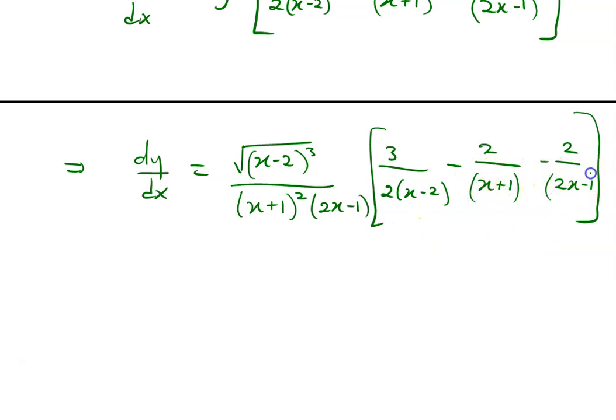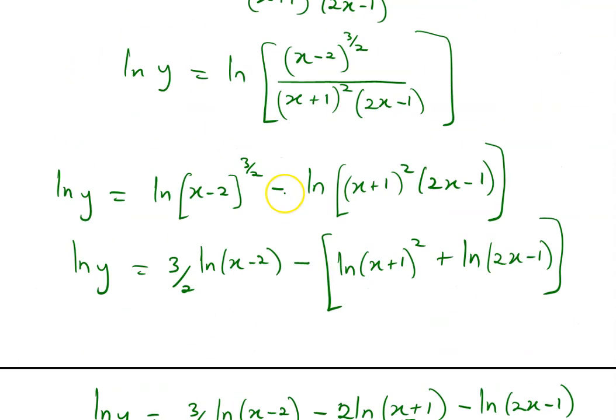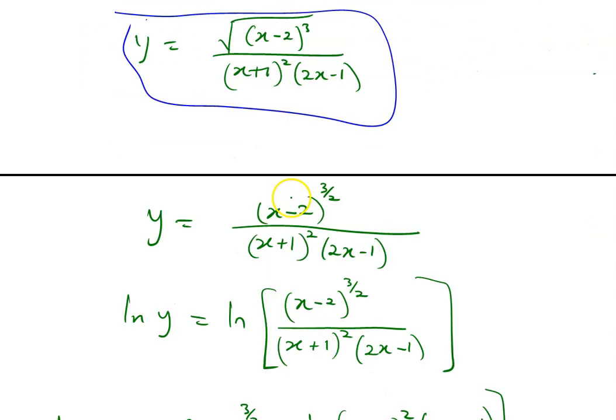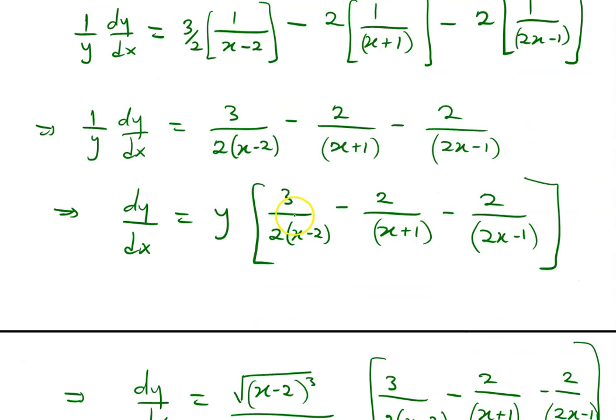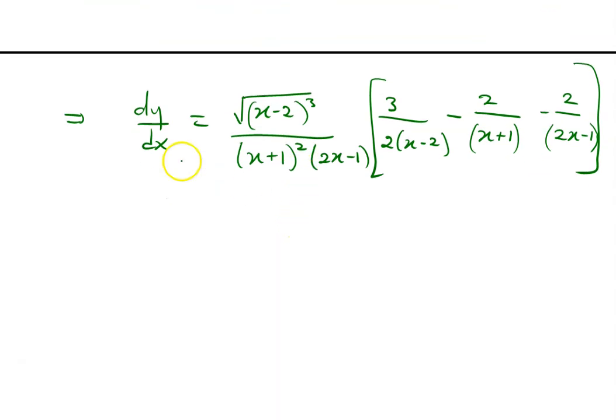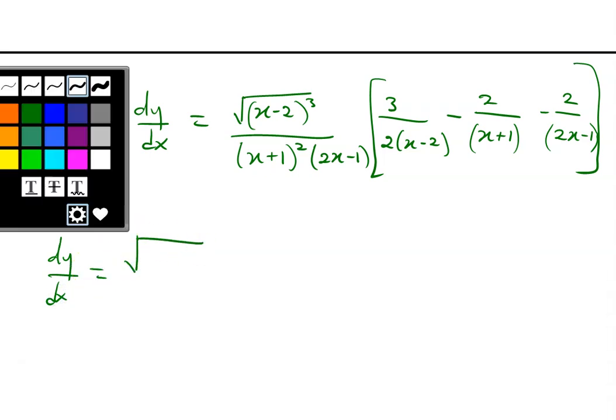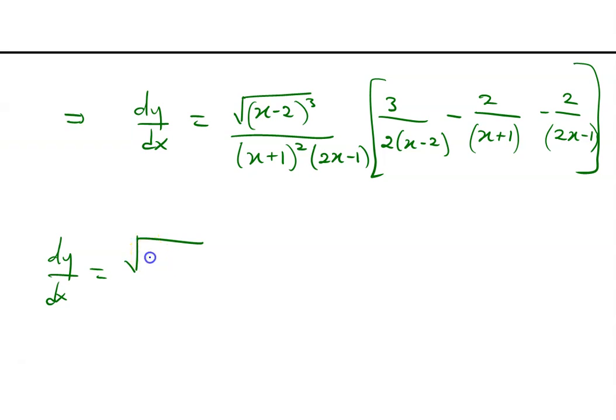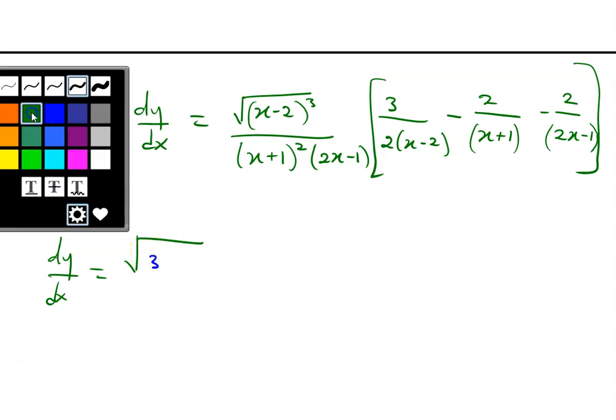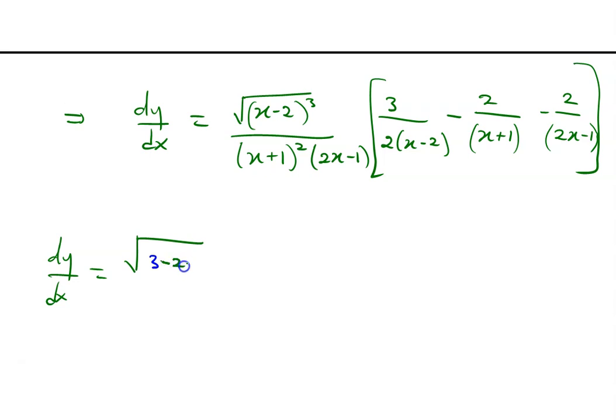But you see, in the question, they stated that x is equal to 3. We are now going to substitute the value of x. That is, we find dy on dx when x is equal to 3. So dy on dx equals root of, put the 3 there, (3 minus 2) all cubed, right? On 3, wherever you see x, put 3 there.